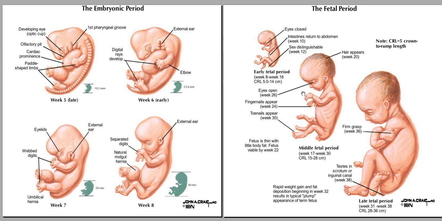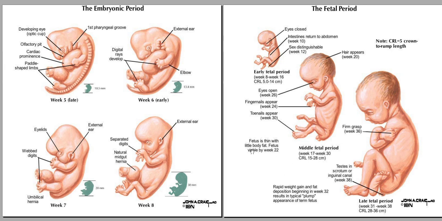By week 8, and with the fetal period, it's from 3 months till birth. Eyes are closed from week 8 to 16, the early fetal period. So intestines return to the abdomen. The sex is distinguishable by week 12, and the hair appears by week 20 to 26. The eyes open up. The fingernails, of course, appear. The toenails also appear.